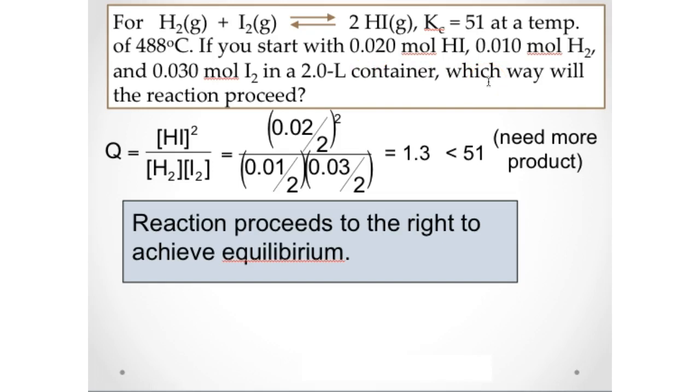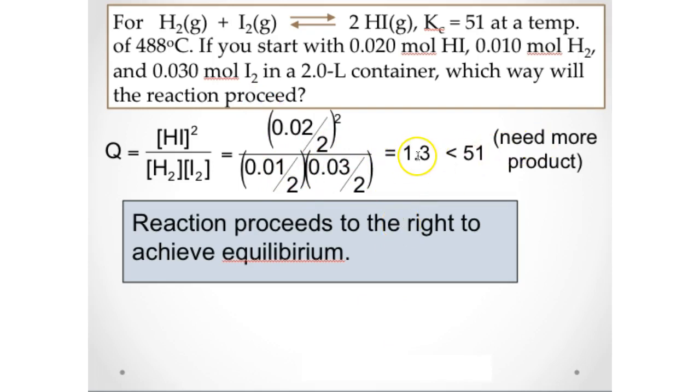So what you do is you calculate Q in the same way that you calculate K. Here we already have K, but they want to know if under these conditions, under these concentrations, the reaction is at equilibrium or not. So when we plug everything into the expression, again, it has to be moles per liter, so that's where all of these fractions come from. It's dividing by 2 liters.